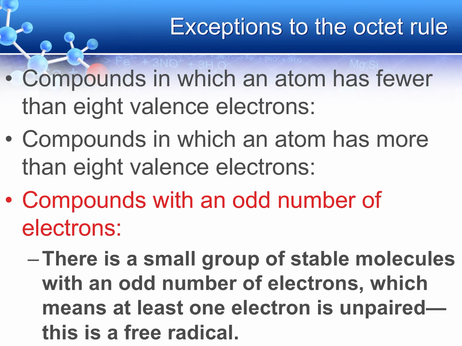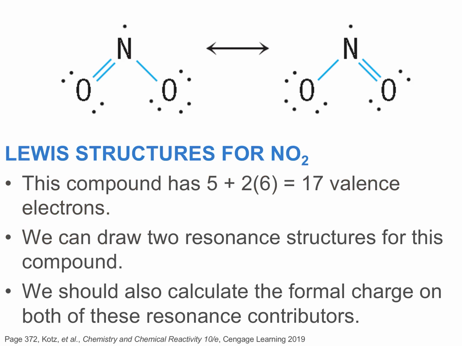All right, what about compounds with odd numbers of electrons? There are some good examples right here. These compounds are fairly stable, but they do have an odd number of electrons, which means one of the electrons is going to be unpaired. So these are called free radicals. A free radical is a species that has an unpaired electron.